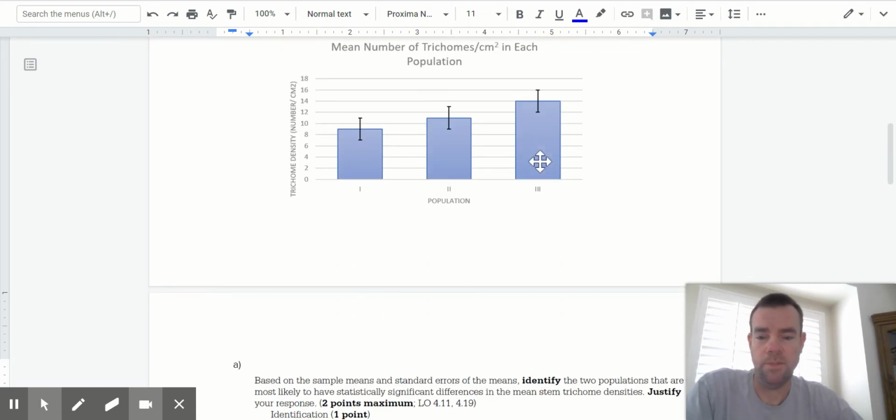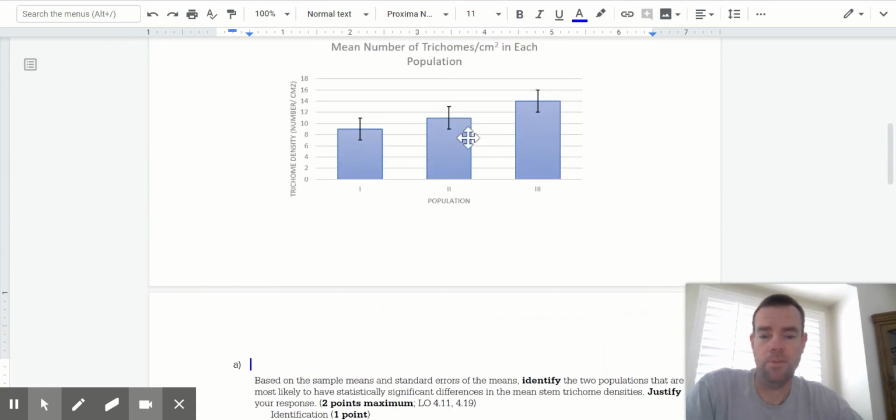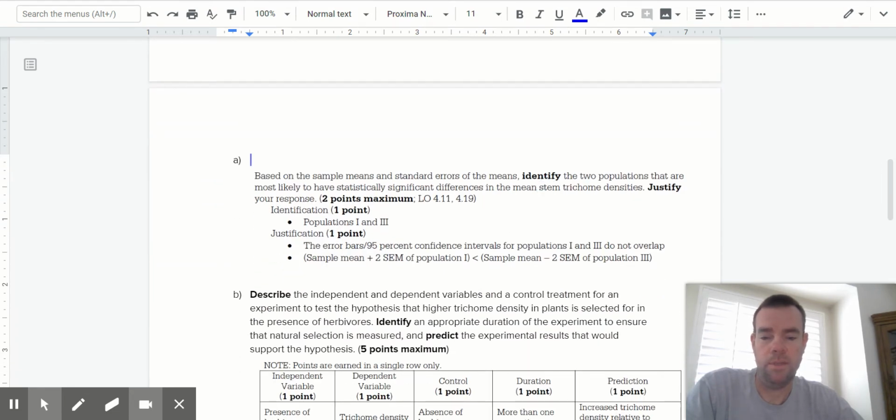Based on this graph, which 2 populations are most likely to have a statistically significant difference between the mean trichome densities? First, you get a point for identification for just saying populations 1 and 3. Then you get a point for justification. The justification comes from the fact that the error bars do not overlap between population 1 and population 3. You could have also said that the sample mean plus or minus the 2 SEMs are different, but probably you went with the error bars.